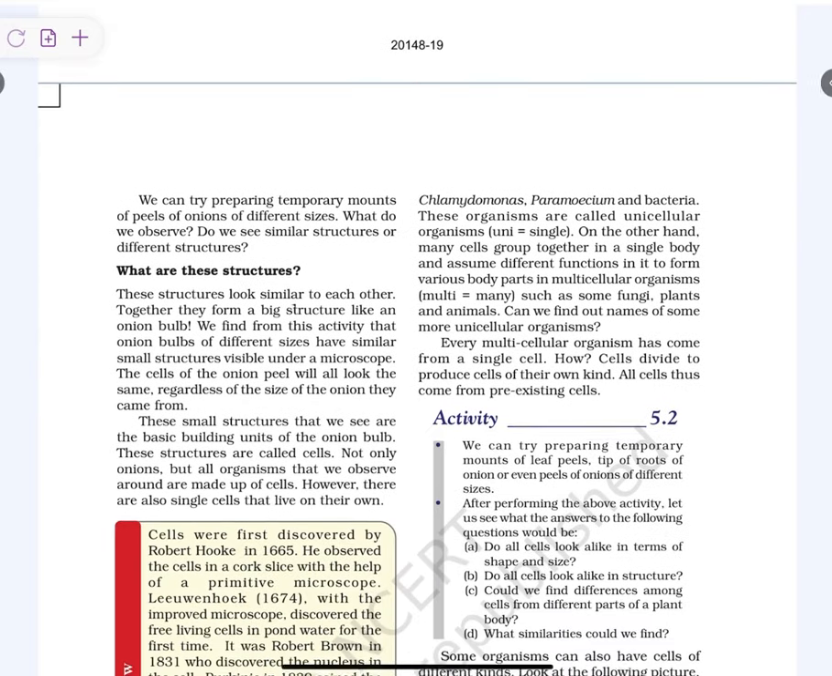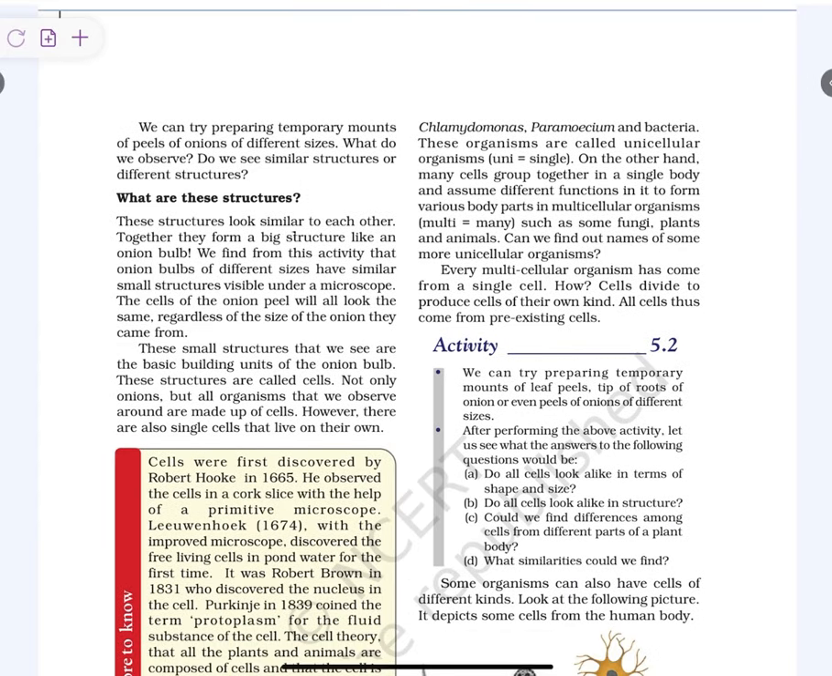Here it is now said that if we take onions of two different sizes, like we take a small onion and a big onion, and prepare a temporary mount of both, will there be any difference in size or shape between the cells of the small onion and the cells of the big onion? So the answer is that the cells will all look the same, regardless of the size they come from, and these small structures were termed cells.